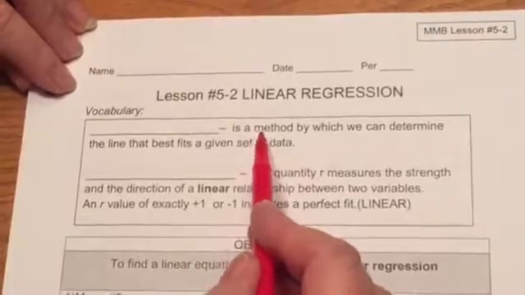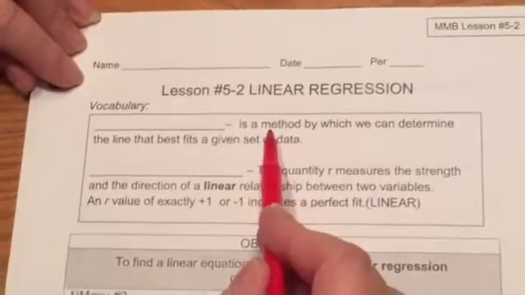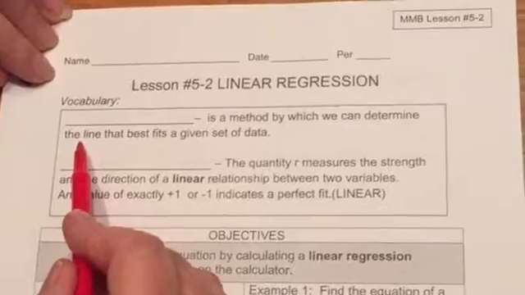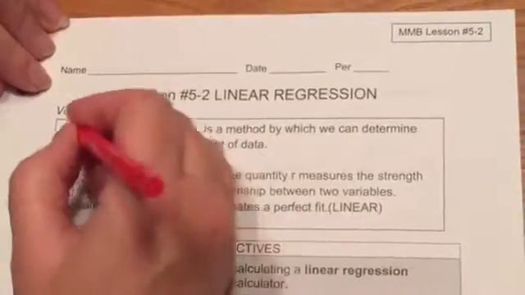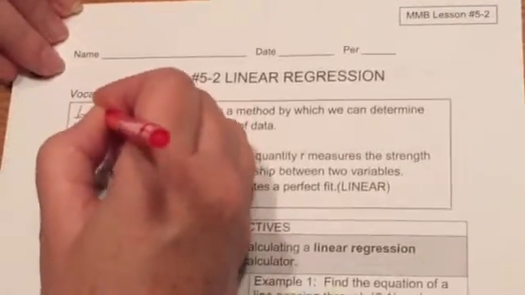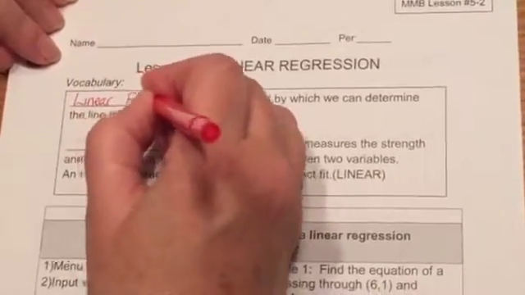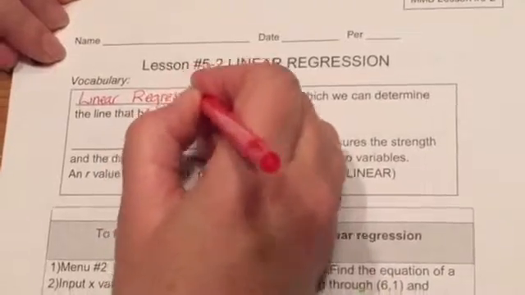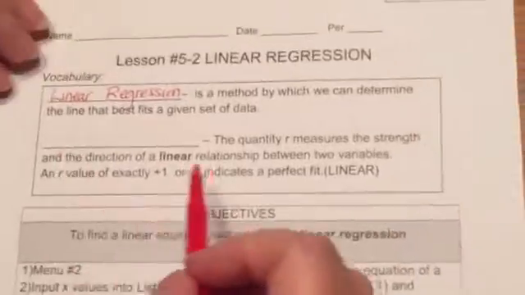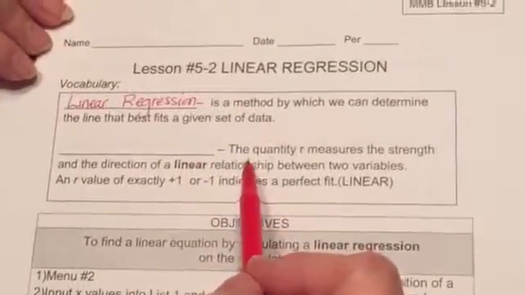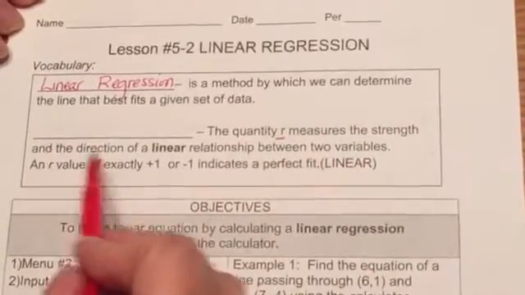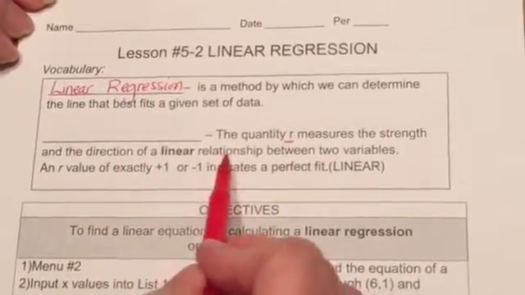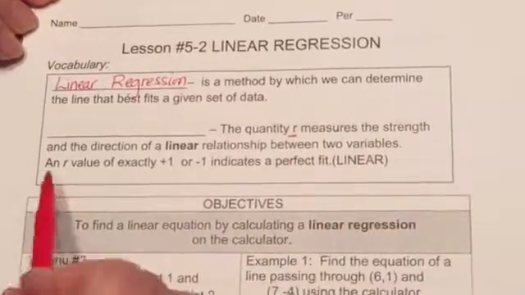We're looking for a phrase that refers to the method by which we can determine a line that best fits a given set of data. And those are some points. And that would be what we call a linear regression. So that's what we're doing with this lesson. We're going to be doing a linear regression, and we're going to look at this quantity that we're going to designate by the letter R that measures the strength and the direction of a linear relationship between 2 variables.